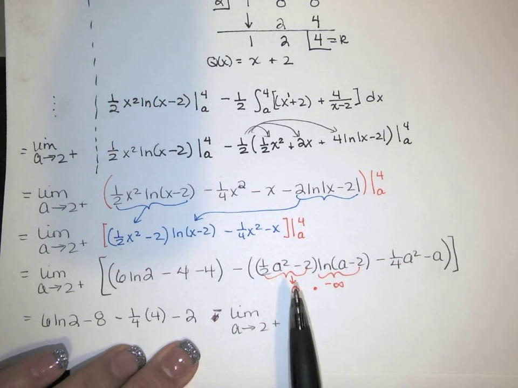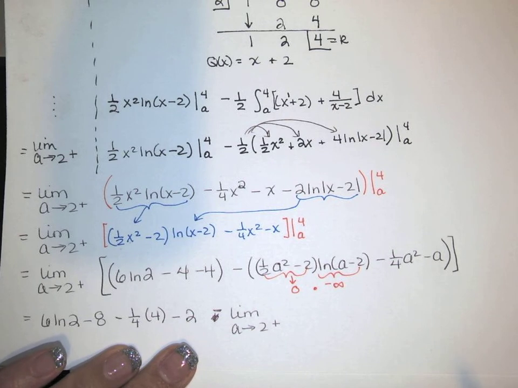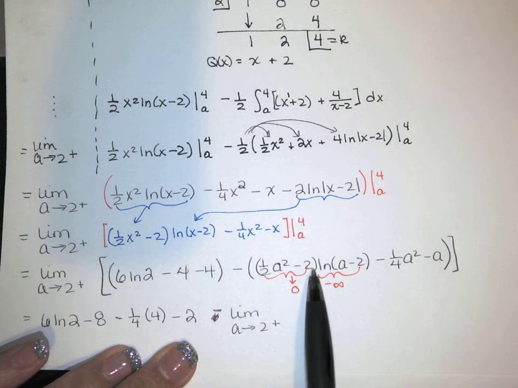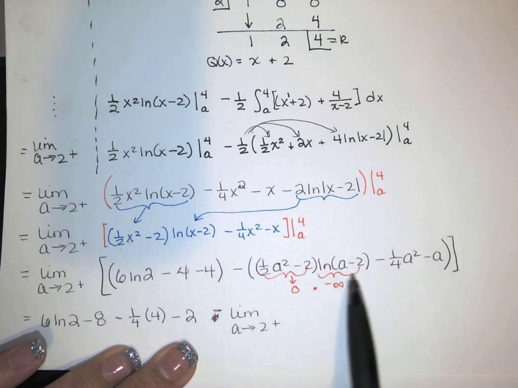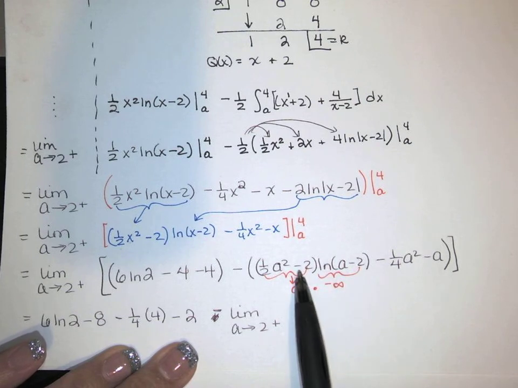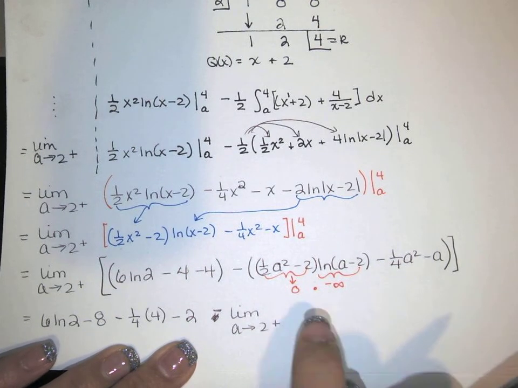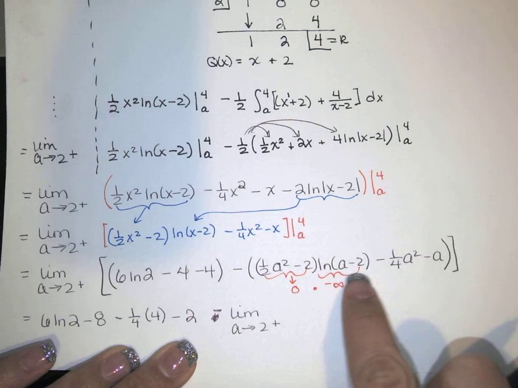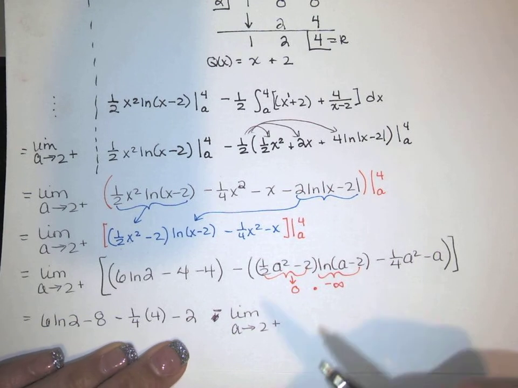Now, in order to address the 0 times negative infinity indeterminate form, we have to use L'Hopital's rule. Now you've got some options. You can either put 1 over this in the denominator, and then you'd have a negative infinity over infinity indeterminate form. Or you can put 1 over this in the denominator. You've just got to change it a little bit so that it's written as a fraction. If you put 1 over this in the denominator or 1 over this in the denominator, you're going to get either 0 over 0 or plus or minus infinity over infinity. And that's what we need in order to apply L'Hopital's rule.